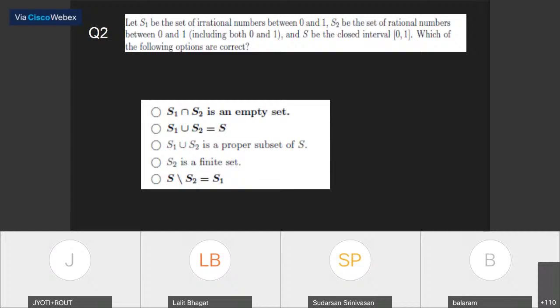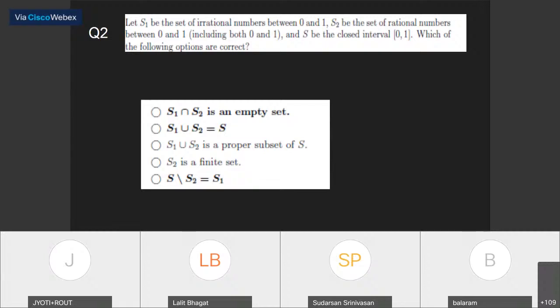But in the previous statement, we just proved that S1 union S2 is equal to S. So it cannot be a proper subset. It can be a subset of S, but it cannot be a proper subset of S. Okay, so I hope that is clear.